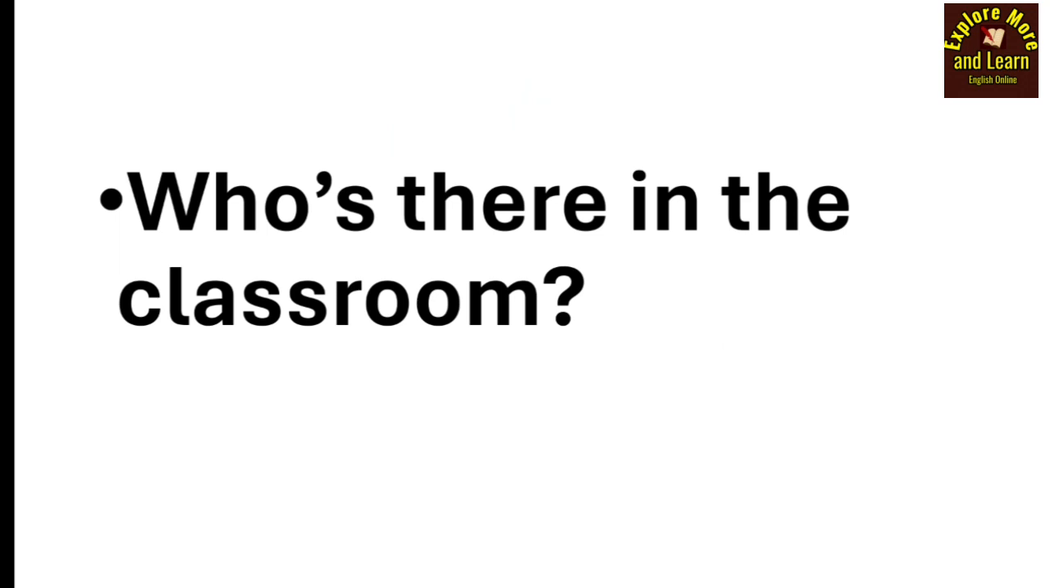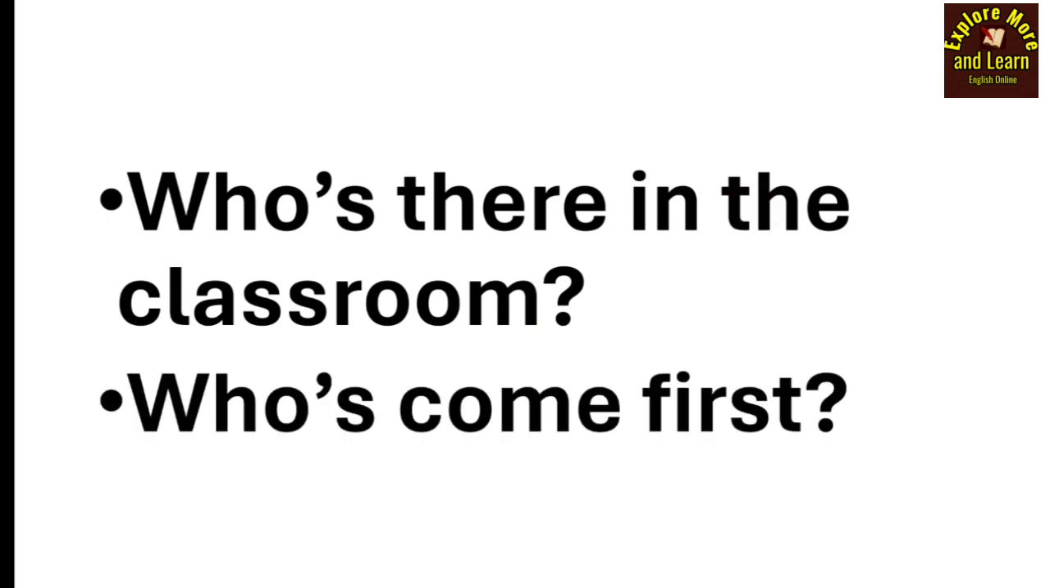This is hidden there. For example, who's there in the classroom? You will pronounce it in this way, who's there in the classroom? It is quite obvious that we have is here, which is contracted. So who is there? Because you can't say who has there, right? So this is a contraction form for who is. Who is there in the classroom? Let's take another example. Who's come first? Here it's quite obvious that this is a contracted form for who has. So who has come first? But you'll pronounce it who's come first, who's there in the classroom.